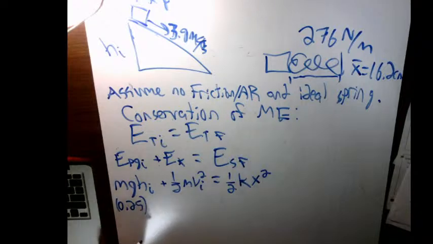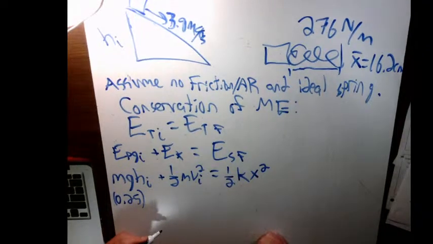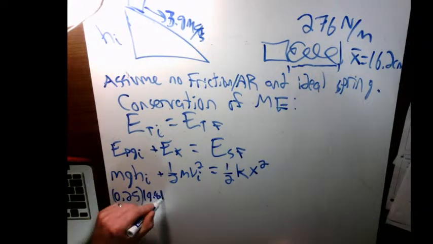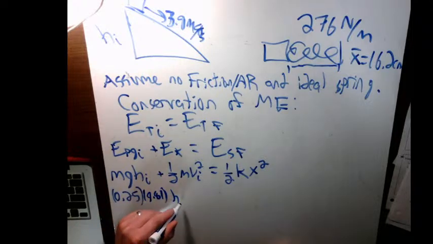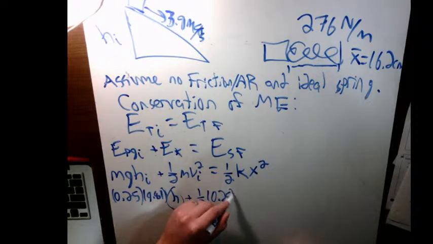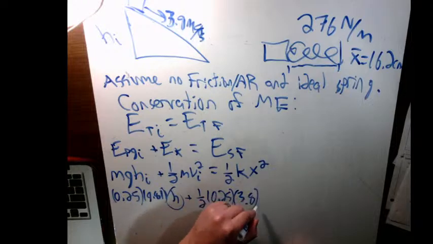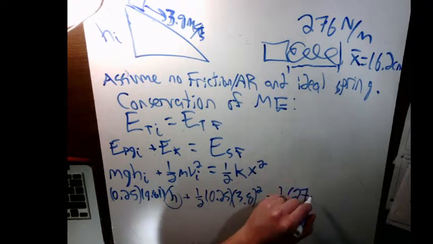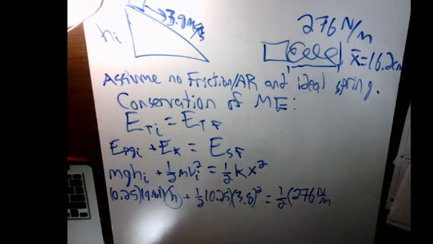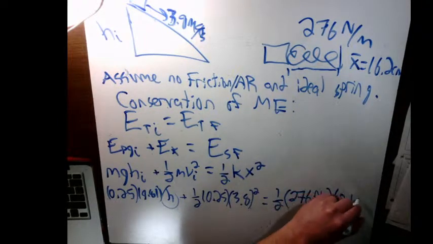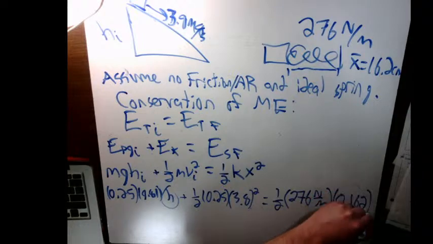I'll do it the alternative way for those of you who don't like those big, long, scary equations in one step. So mass, gravity, height, which is what we're looking for, plus half of our mass, again 0.25, speed of 3.8 squared is equal to half of our spring constant, which has to be newtons per meter. So that's what they gave us, 276 newtons per meter. And our x value, 16, we need to convert it to meters, 0.162 meters squared.